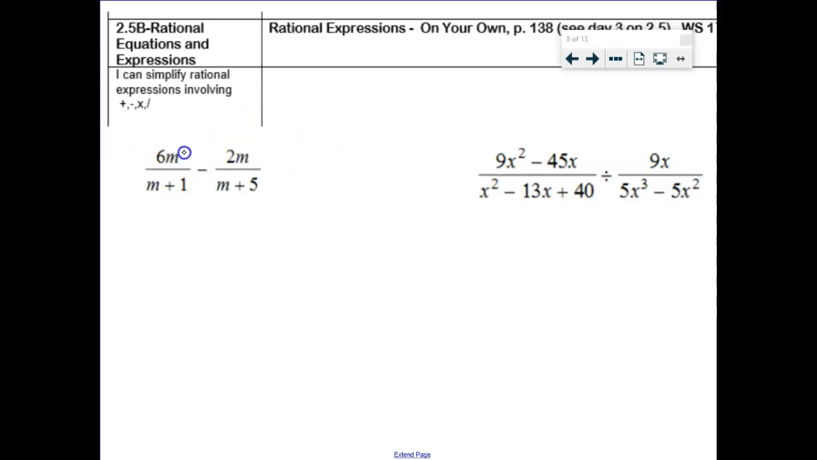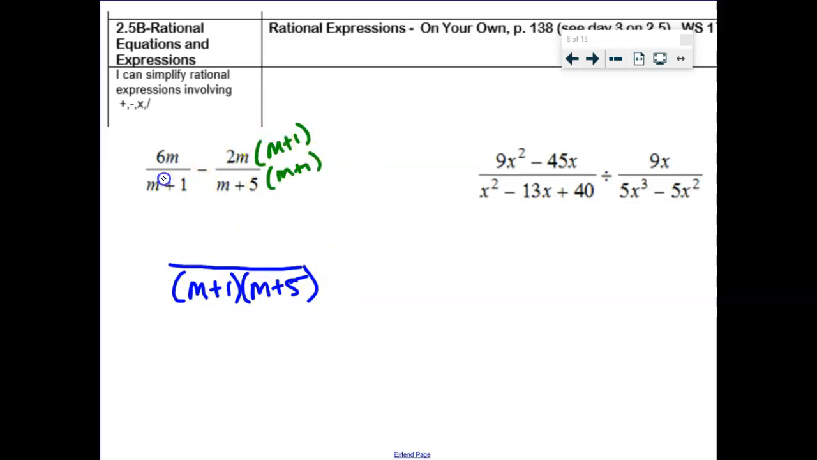Okay, so 5th graders, how do we add and subtract fractions? Common denominator. You need common denominators. What's going to be your common denominator in this question? M plus 1 times m plus 5. And we leave it built into factors. We don't need to do anything there. So we're back on the review right now, guys. This is my goal for a common denominator. Neither one of them has it. So this needs to be multiplied by an m plus 1, and this needs to be multiplied by an m plus 5.